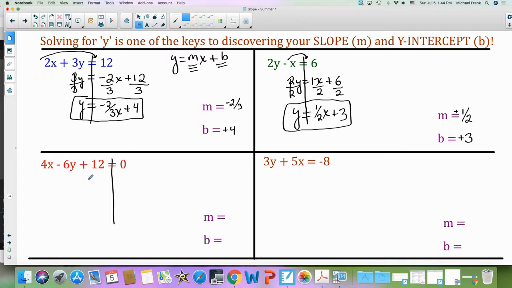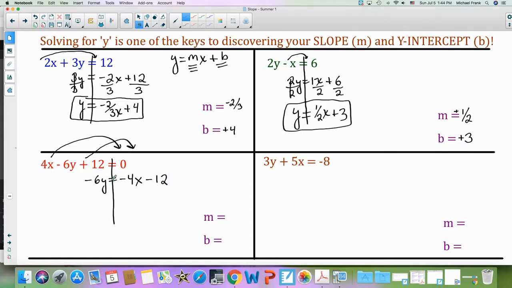I'm going to keep that here because that's the last thing I'm going to do. Separate those 2. And then the other side, my positive 4x jumps to the other side, and my positive 12 is going to jump to the other side. So my positive 4x is going to become negative 4x, right? Changes sides, changes signs. And my positive 12 is going to become a negative 12 on the other side.